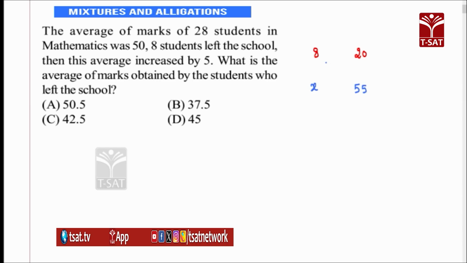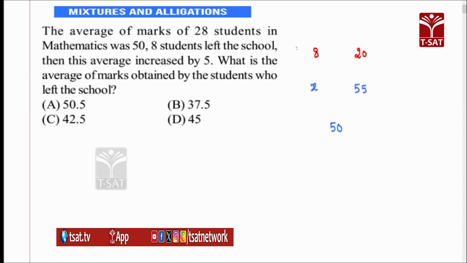Always write down the combined average in between. 28 members average is 50. So I know capital A is 50, therefore write it in between. Writing these values is a very crucial thing in alligations and mixtures. You should know where you have to put what. Here 28 you are separating by using 8 members left. But see, if 8 members left, again how many members are there? 20 members are there. Therefore if you combine them, it's going to be 28.